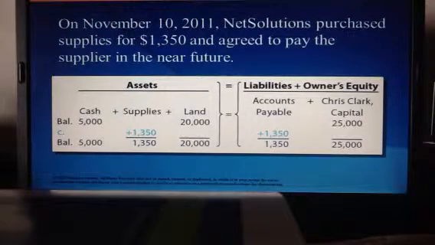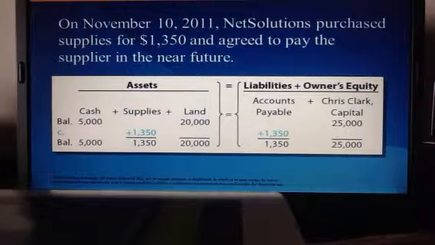The third transaction, Net Solutions purchased supplies for $1,350 and agreed to pay the supplier in the near future. So now we've purchased another asset. It's called supplies, and that increased by $1,350. Agreeing to pay for something in the future is a debt or a liability. And specifically, when we owe suppliers, the particular account is called accounts payable.